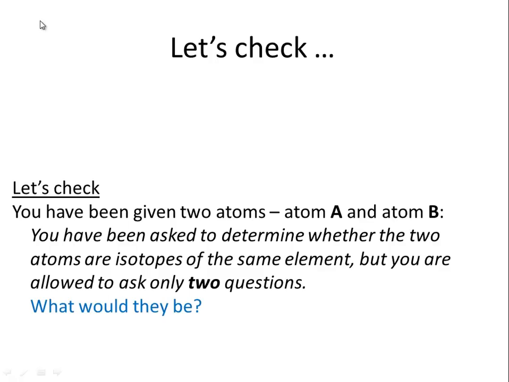All right, so let's say you have been given 2 atoms, atom A and atom B, and you've been asked to determine whether the 2 atoms are isotopes of the same element. But you're only allowed to ask 2 questions. If you could ask 2 questions, what would they be? In other words, what information would you need to know in order to determine whether these 2 atoms are in fact isotopes of the same element? So think about that for a second.